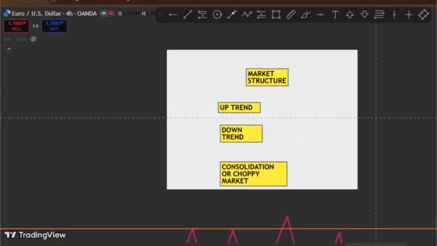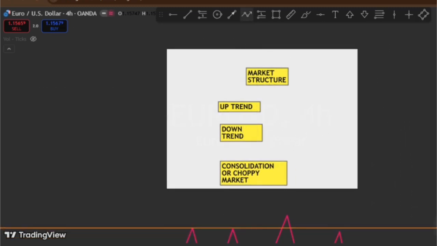So we have seen an uptrend market. How does an uptrend market form? It forms with higher highs and higher lows, at this point, this point. So we have seen that type of trend. Then we have seen a downtrend. How does a downtrend form? This is coming back. So that's the summary.